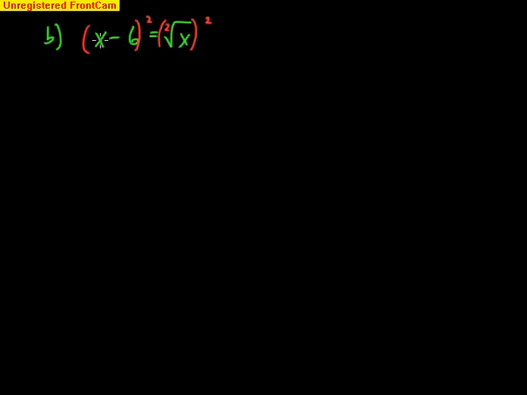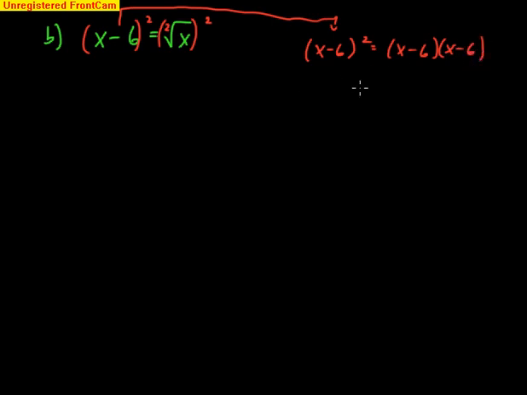Now, this is one of those weird ones because you have x on both sides. Let's take this over here. Remember what x minus 6 squared really is. It's really x minus 6 times x minus 6. That's what it really is. So we need to FOIL. First, outer, inner, last. And then let's simplify here.